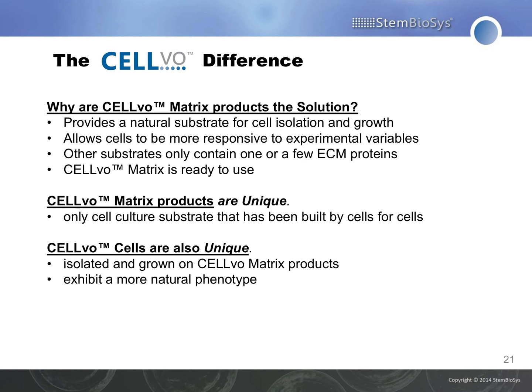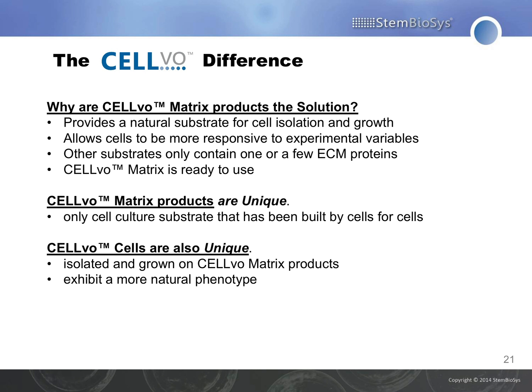So the CELLvo difference, why the matrix? As I've tried to describe, it provides a natural substrate for cell isolation and growth that cells are responding to. It allows these cells to be more responsive to experimental variables than to a foreign substrate or microenvironment that they might find themselves in during normal cell culture processes. Other substrates only contain one or a few extracellular matrix proteins, which is very different than their native environment.